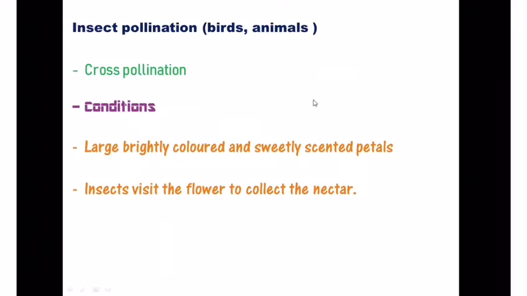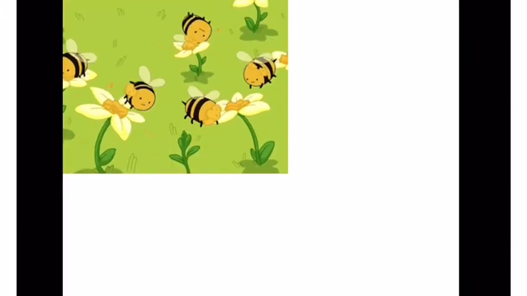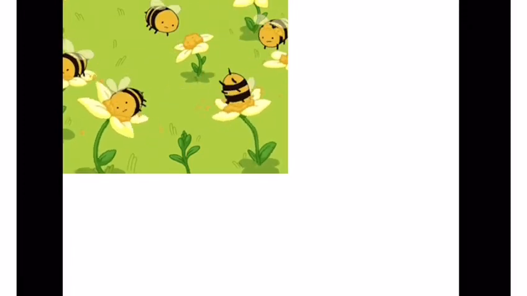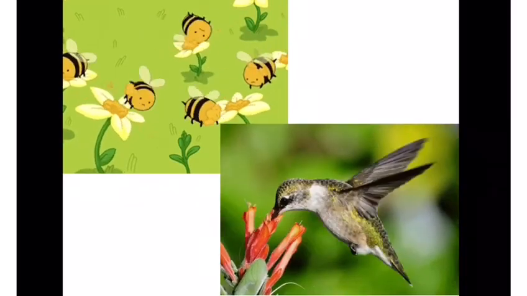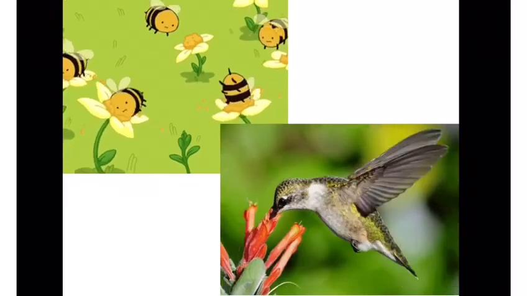These insects visit the flower and collect the nectar. When they visit the flower, the pollen grains get stuck onto their body. When they visit another flower, the pollen grains get transferred to the stigma of that flower. So, the stigma and pollen grains are sticky. Here you can see the bees, when they visit the flower, accidentally the pollen grains get stuck onto their body. Birds, flies, wasps and many more also help in pollination.